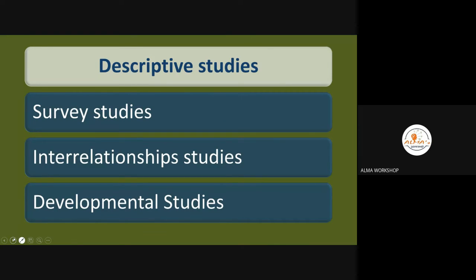Next is descriptive research. 1 minute, girls. Next is descriptive research.